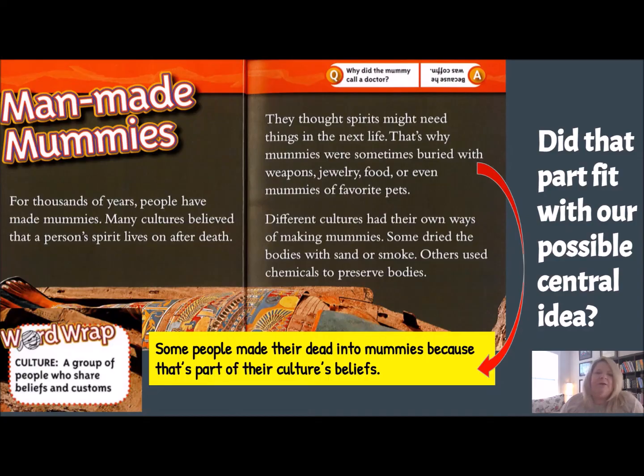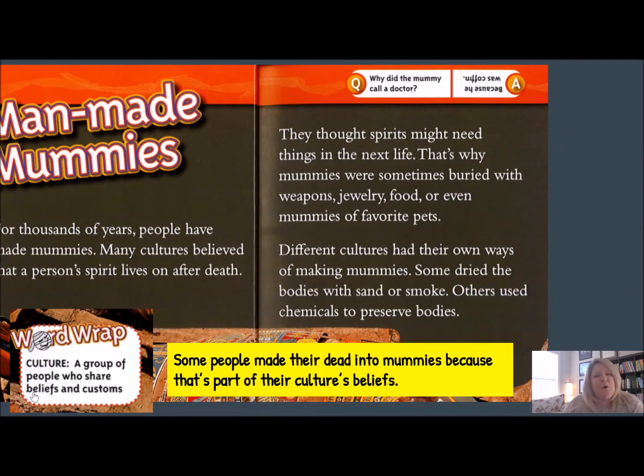Let's keep going. Different cultures had their own ways of making mummies. Some dried the bodies with sand or smoke. Others used chemicals to preserve bodies. All right, so what do you think? Do you think this part fits in still with our central idea? Yep, I think that this part fits well with our central idea too. And this time it actually gives me a detail about how the people made mummies.